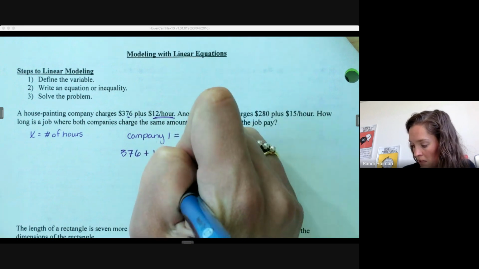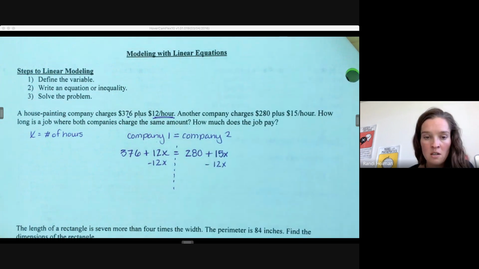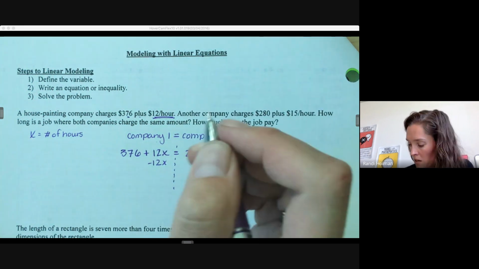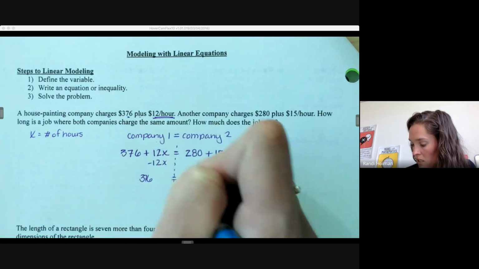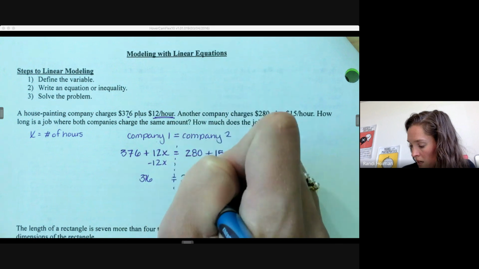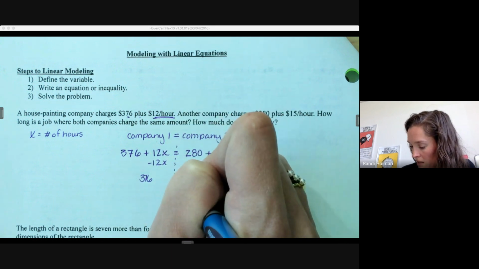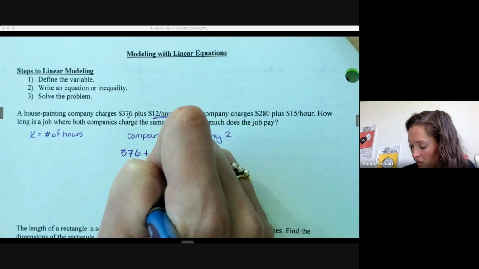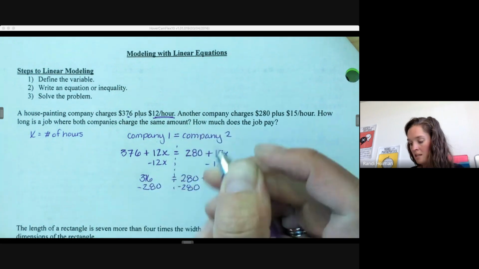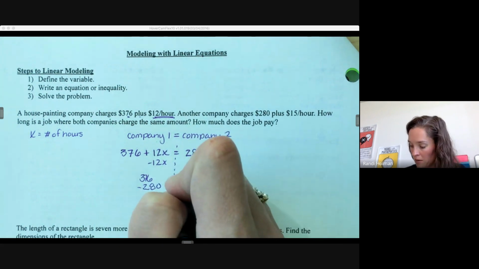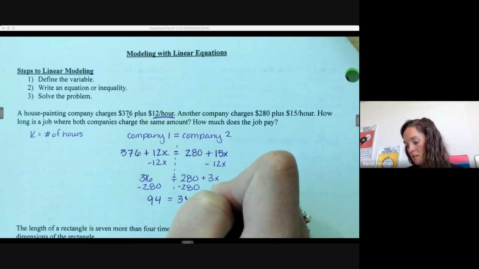So make sure we're keeping a nice balanced equation. Subtract 12x from both sides of your equation. I'm going to put it right with my like terms there. So over here we're left with 376. I forgot my 12x. Is equal to 280 plus 3x. Get your x's isolated. Subtract 280. 376 minus 280, we're going to end up with 94 equals 3x.